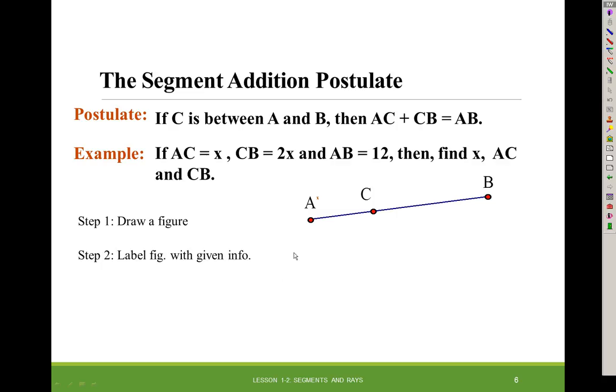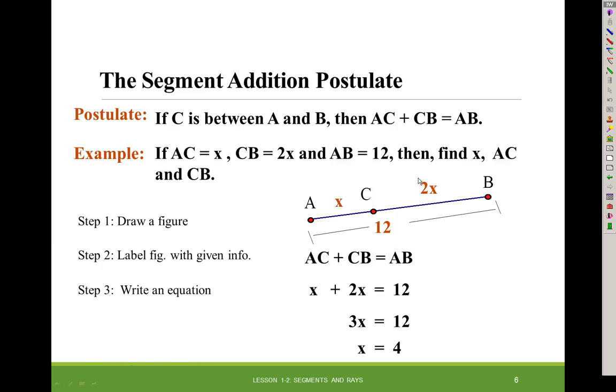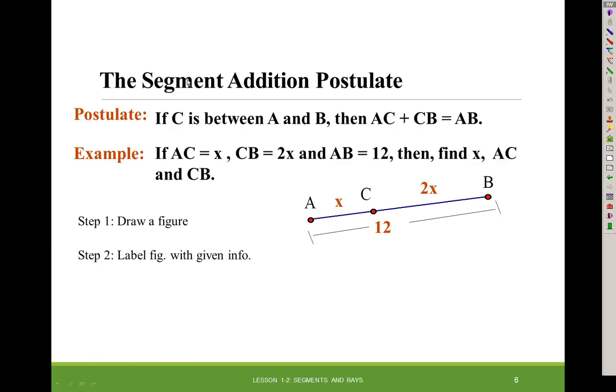Label the parts. The measure of segment AC is x, so we'll put that between A and C. The measure of segment CB is 2x, so we'll put that here. And then the whole segment has a length of 12. So we'll put a little dash and an extension line there with a 12. Draw that extension line with another dash. That signifies that 12 is the whole length there from A all the way to B.